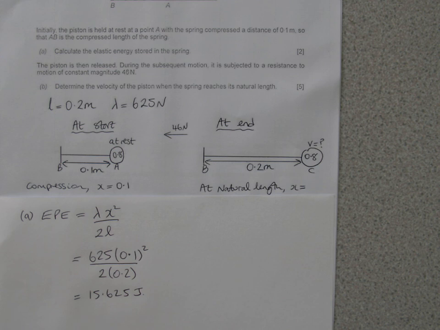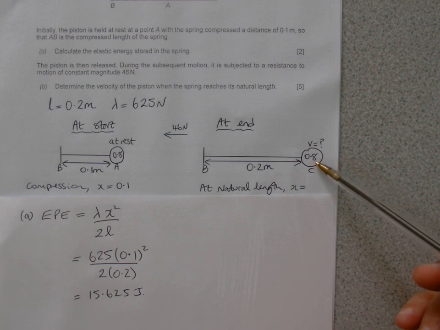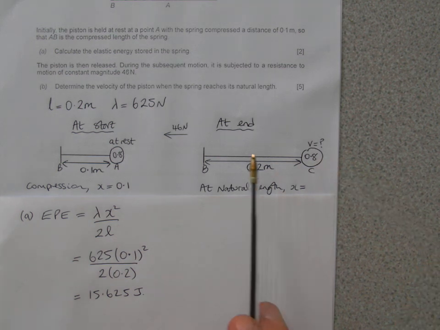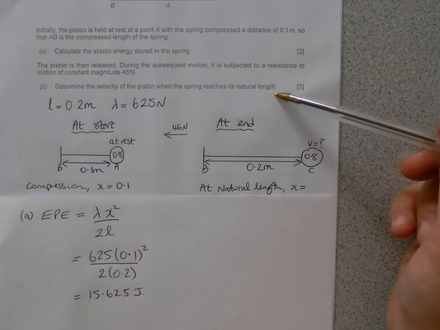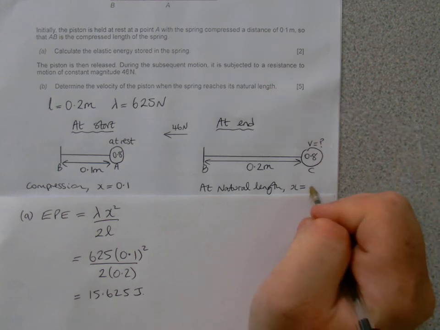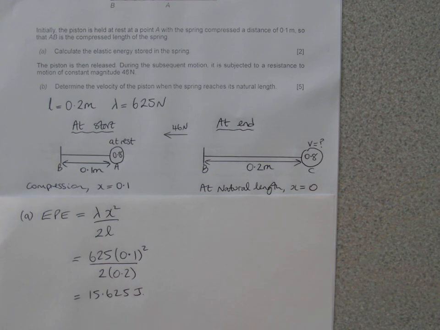That measures the energy that's in the spring at the start. It then gets released, and because it's been compressed, it'll expand in length, and we're asked to find the speed of it at C, when it is of length 0.2 meters. Now, if you think about it, it's at its natural length then, because 0.2 meters is the actual length of the spring, so the compression, or the extension, will be 0. It's important to see that there.